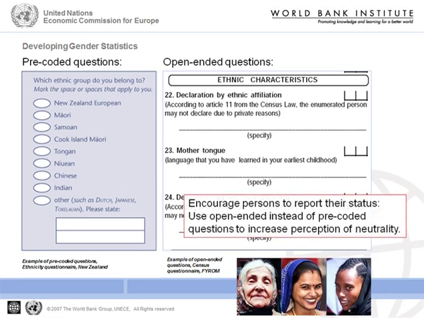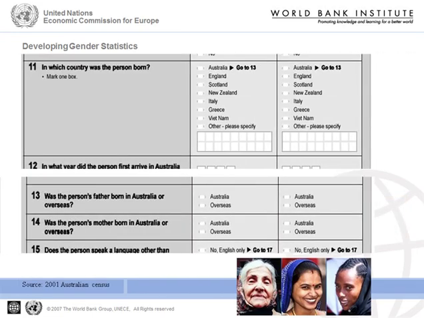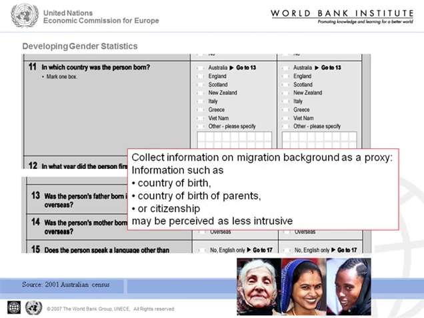Instead of pre-coded questions, the use of open-ended questions should be considered, with a view to increasing the perception of neutrality in the statistical system. In countries where the collection of data on race, ethnicity, religion or language is not possible because of their sensitivity, it may be useful to collect information on migration background as a proxy to identify minority groups. Information such as citizenship, country of birth, or country of birth of parents may be perceived as less intrusive while still providing information on ethnic background, particularly when ethnic affiliations are mainly due to recent migrations.